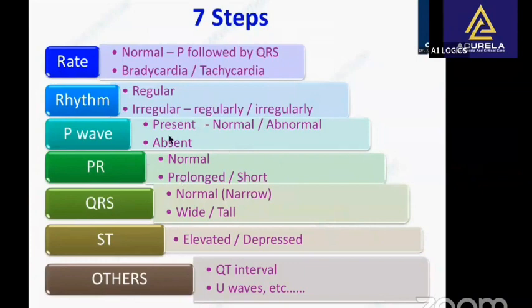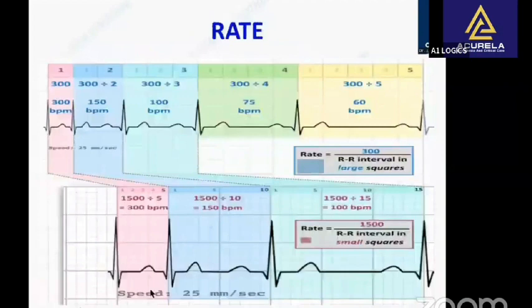The 7 steps that are used to interpret the ECG are the rate and the rhythm, which go hand in hand, followed by the P wave, PR interval, QRS complex, ST, and others. So how do you determine the rate in ECG? The rate is determined by the number of large boxes or the number of small squares present between 2 QRS complexes. If you're going to use large boxes, it's 300 divided by the number of large boxes, or 1500 divided by the number of small boxes between two QRS complexes. So if there are 4 large boxes, the rate is 300 divided by 4, that is 75.